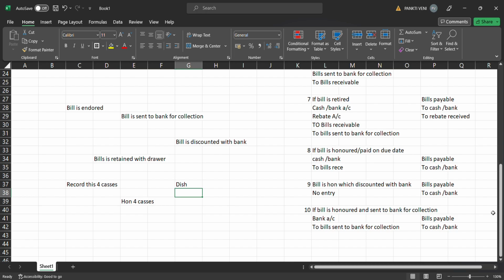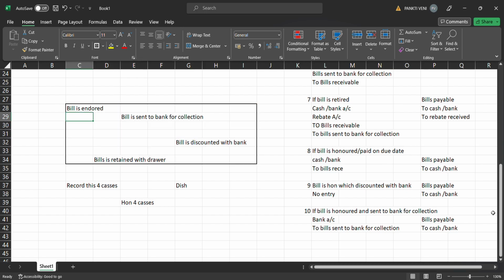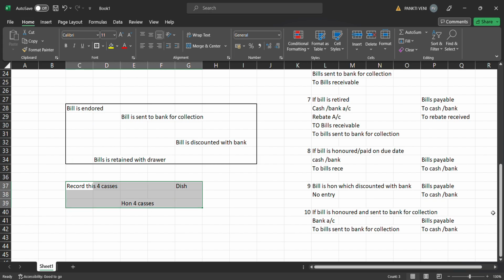So what I am trying to tell you is you have only 4 cases. Of these 4 cases, you have to pass these 3 entries. First you record, then honor. If the bill is not getting honored, then dishonor. Okay, you are done with your sums. You are done with your chapter, in fact.